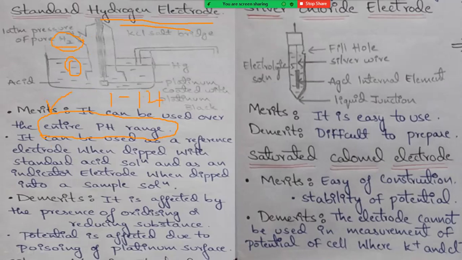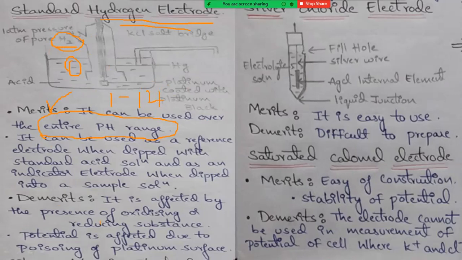It will measure strong acids, weak acids, neutral substances, everything, easily with this hydrogen electrode. So this is the merit of the hydrogen electrode, right? This is the main important merit.